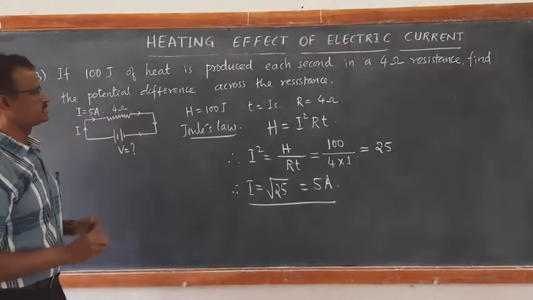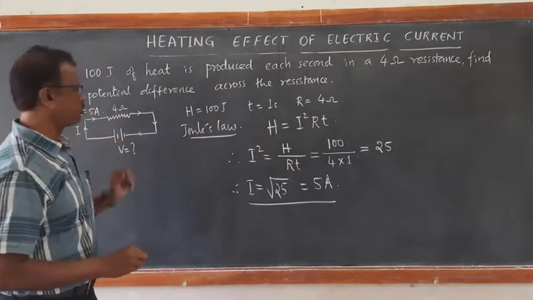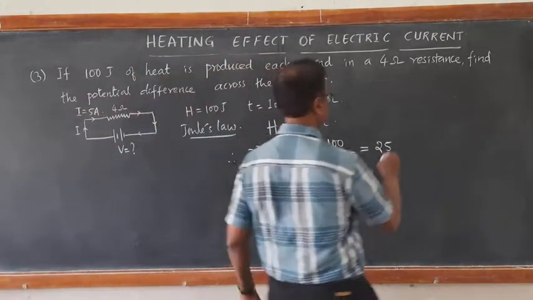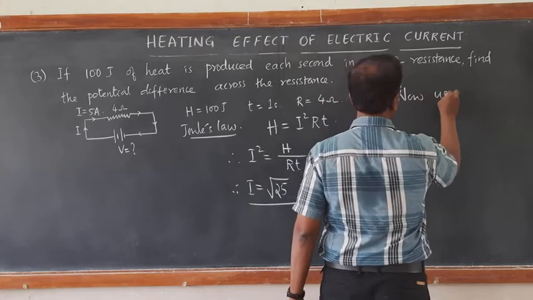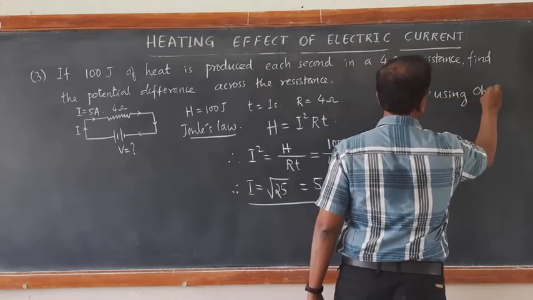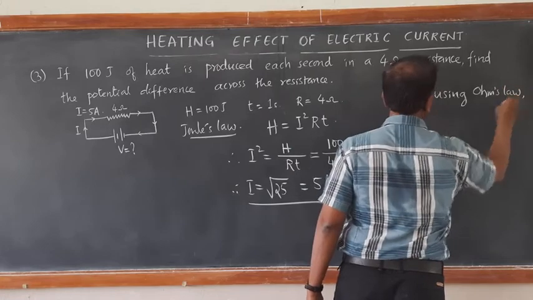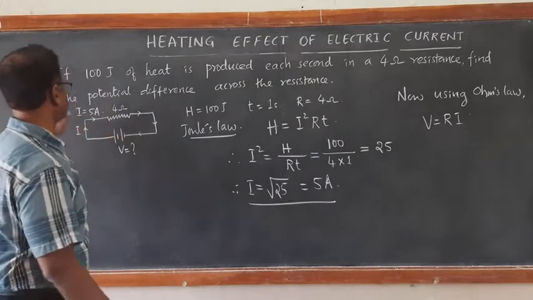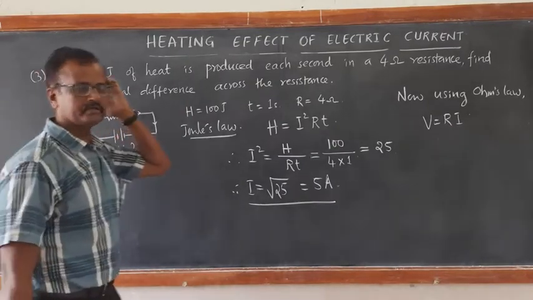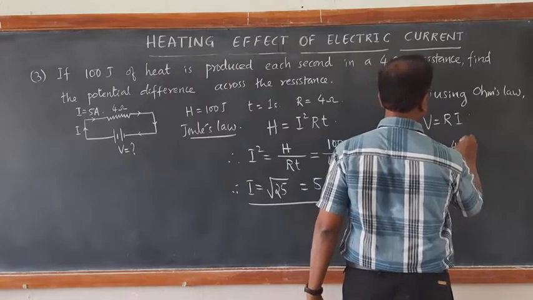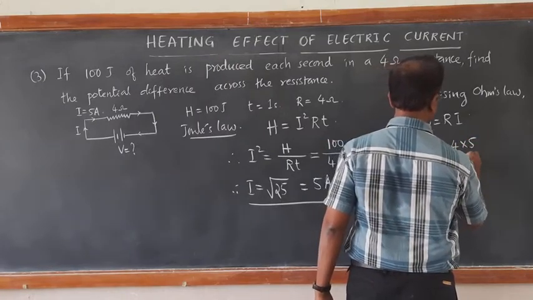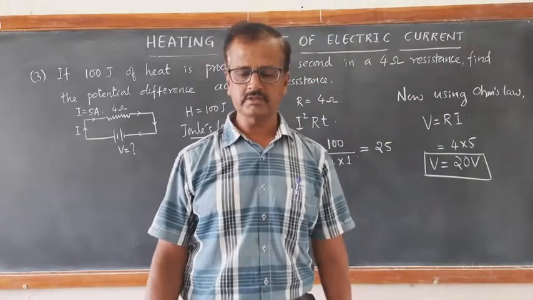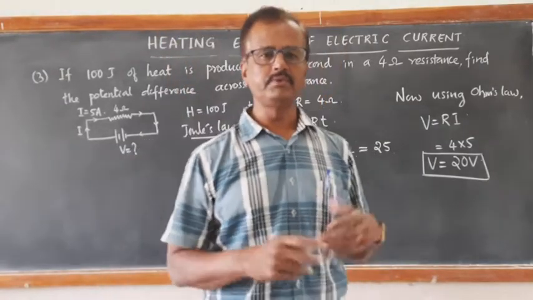And the resistance of this resistor is 4 ohm. So what is the voltage? Apply Ohm's law. Using Ohm's law, V is equal to IR. 5 4s are 20. Very simple. So 4 into 5 becomes 20 volts. The potential difference supplied by the source is 20 volts across the resistance. Now I will give you one problem. You should try it yourself.